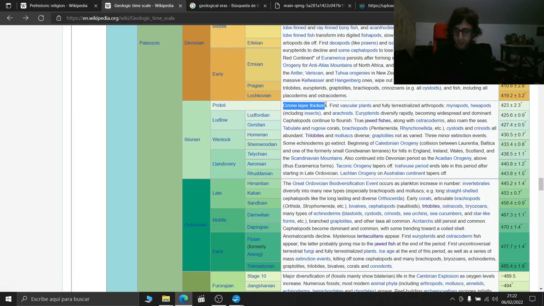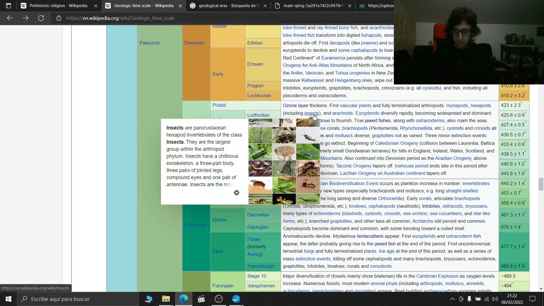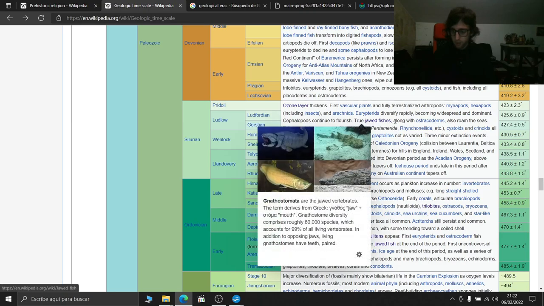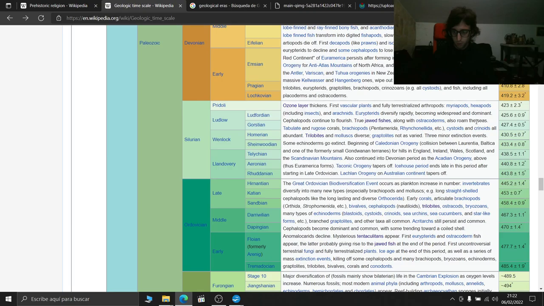Ozone layer thickens, vascular plants appear and fully terrestrialized arthropods, including insects and arachnids. Eurypterids diversify rapidly, becoming widespread, and jawed fishes, along with the ostracoderms, roam the seas. Trilobites and mollusks diverge. Three minor extinction events, some echinoderms go extinct.